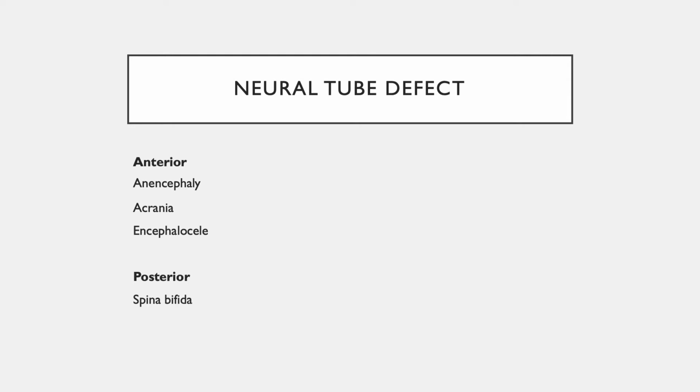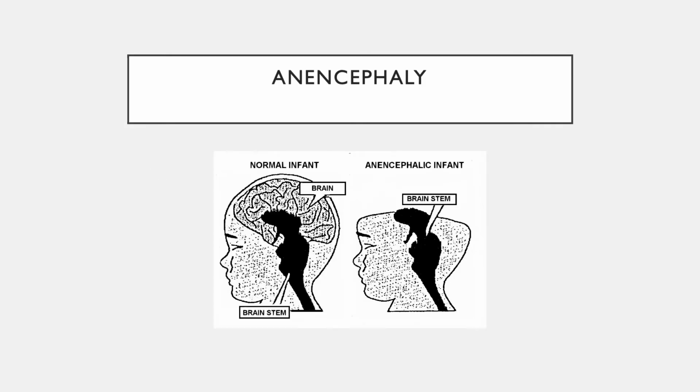We can classify neural tube defects according to where the defect occurs. If it occurs in the anterior part of the neural tube, it leads to anencephaly and also encephalocele. If it occurs in the posterior part, it leads to spina bifida. This is the picture that shows anencephaly: there is no brain and no calvaria, while this is the normal case, with a brain and a calvaria. So there will be a difference between the two images.